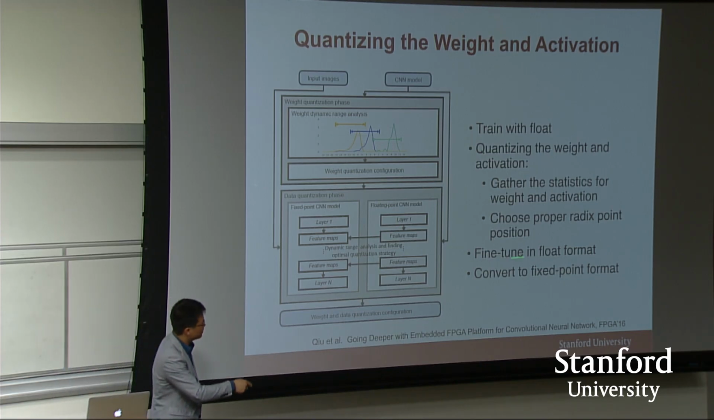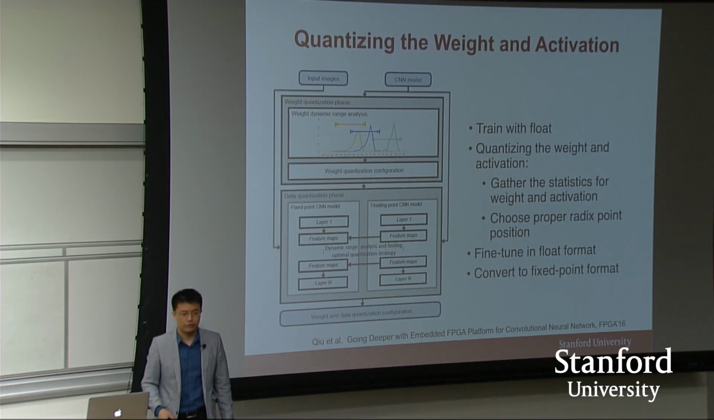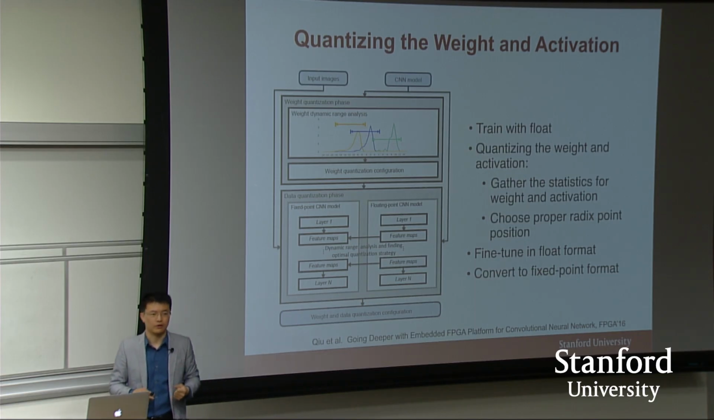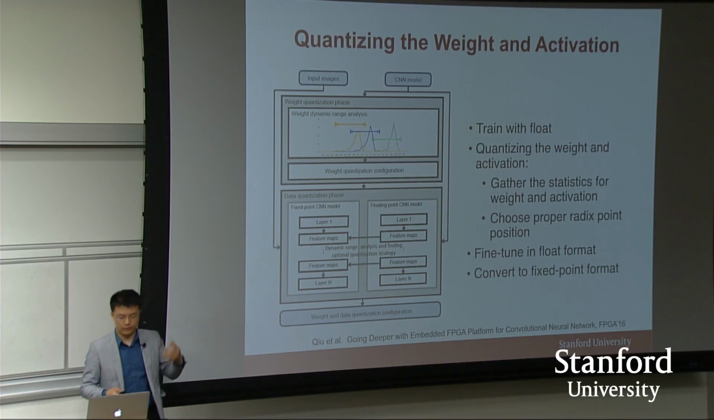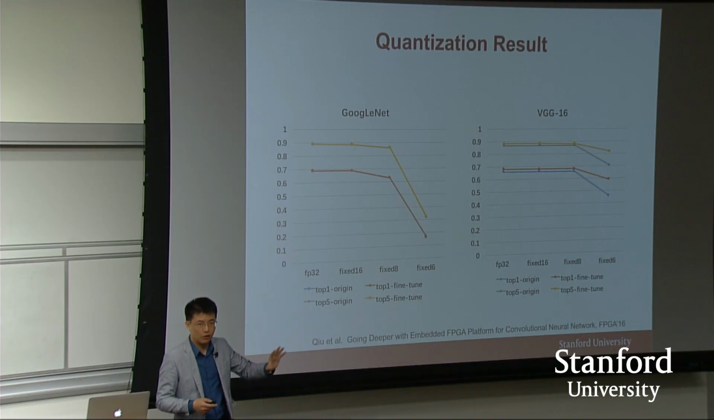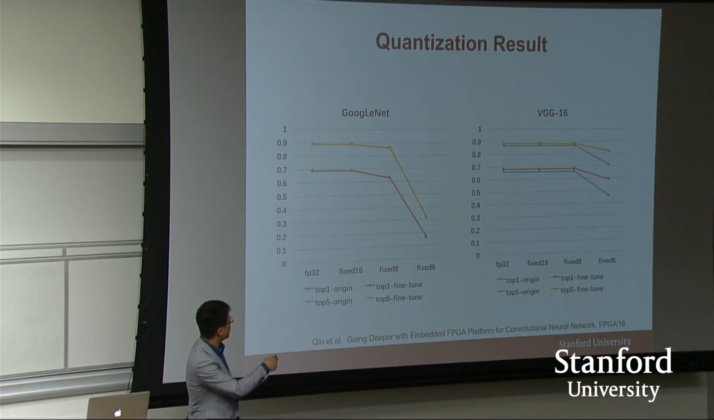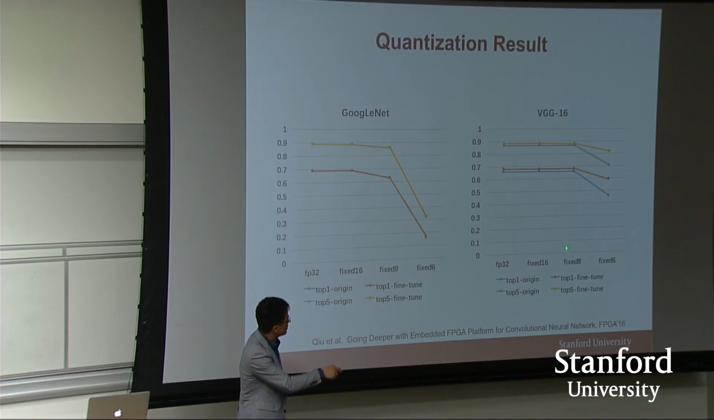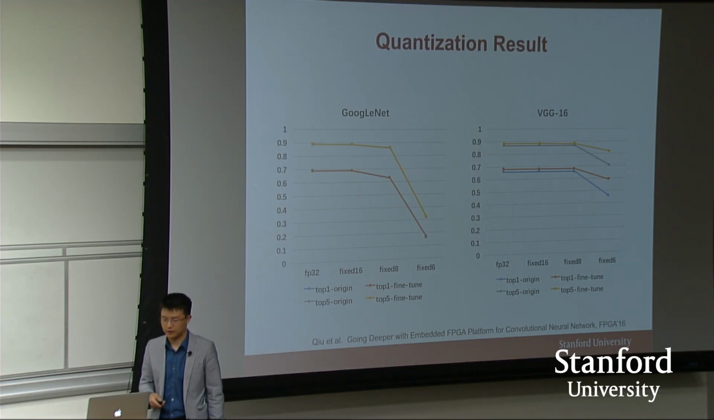And we can fine-tune in the floating point format, or we can also use feed-forward with fixed point and back propagation weight update with floating point numbers. There are lots of different ideas to get better accuracy. And this is the result for the number of bits versus accuracy. For example, using fixed 8-bit, the accuracy for GoogleNet doesn't drop significantly. And for VGG16, the accuracy also remains pretty good. If you go down to 6-bit, the accuracy begins to drop pretty dramatically.